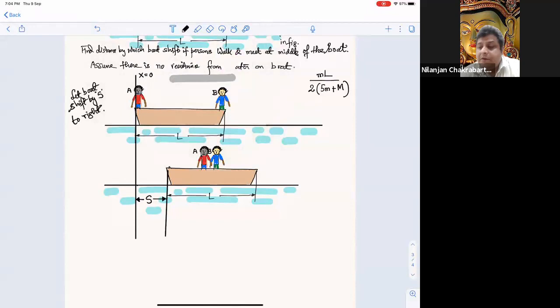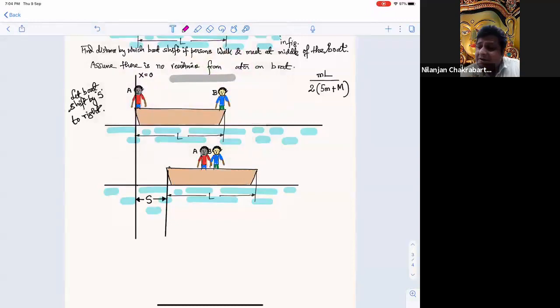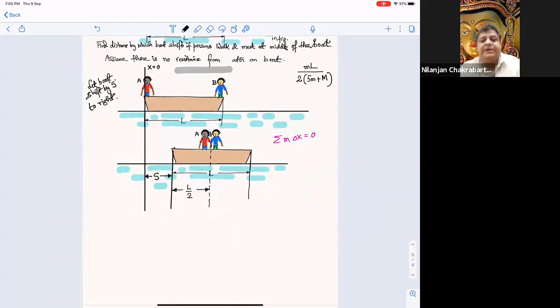Now you have to name them 1, 2, 3. Actually, the summation of mass times delta x equals 0. Even if you do not name 1, 2, 3, it's like that only. So there it is how much? L by 2, L by 2. So what I'll do is that summation of m delta x equals 0.